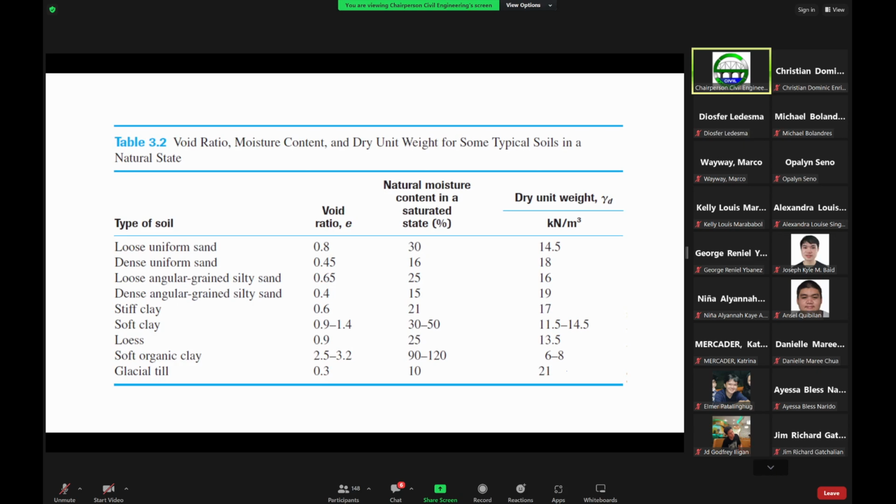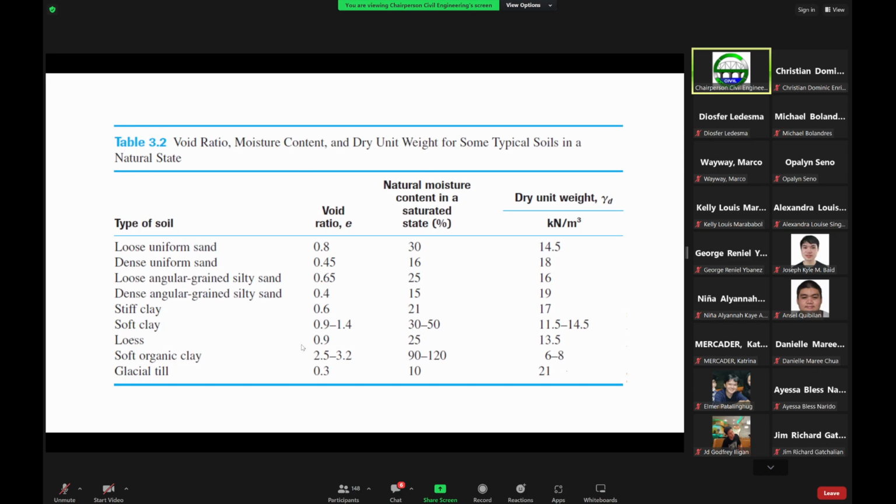One of his research works is about the Indian Head till. It's basically a glacial till material. Of course, we don't have that material here in the Philippines because we don't have snow. Then loess, these are usually wind-blown silts. We call them loess.